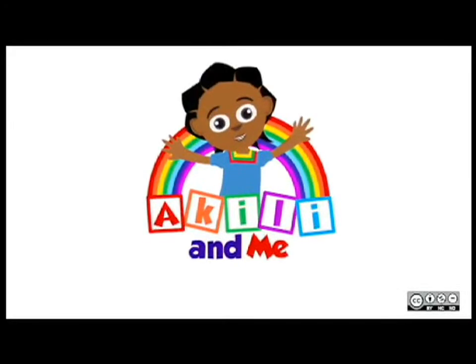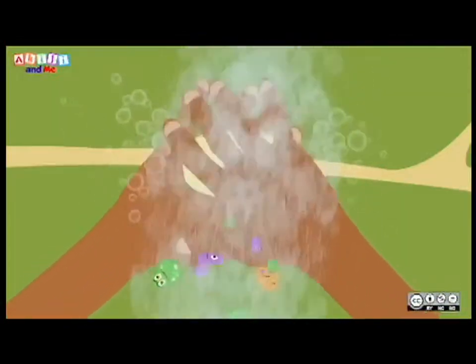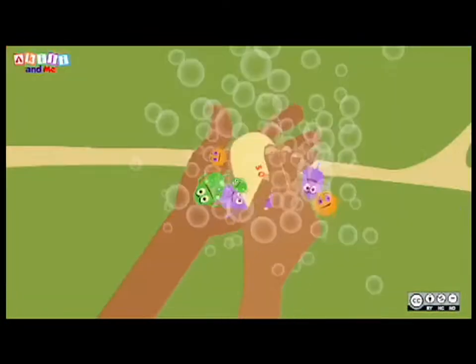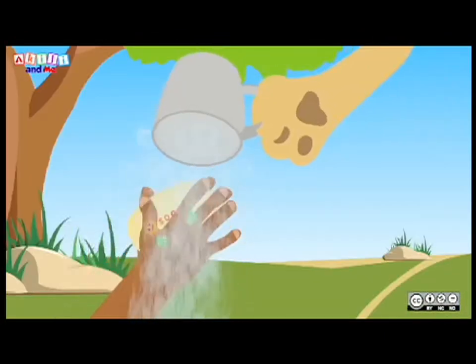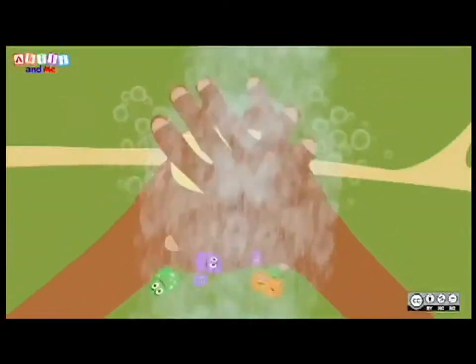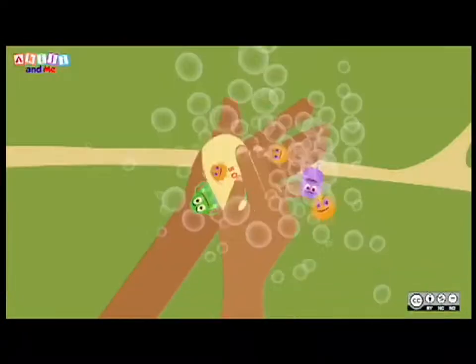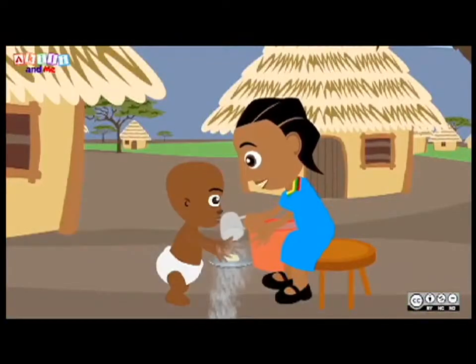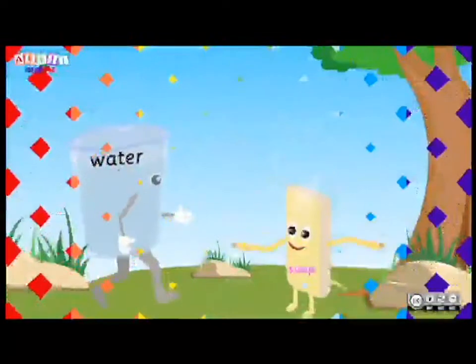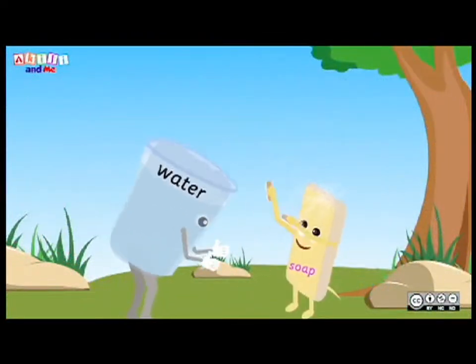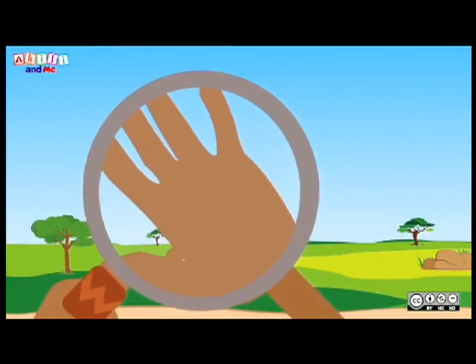We love to wash our hands, and this is how we do it. Wash, wash with clean water. Scrub, scrub, scrub with soap. Rinse, rinse with clean water, and then the germs will go. We love to wash our hands, and this is how we do it. Wash, wash with clean water. Scrub, scrub, scrub with soap. Rinse, rinse with clean water, and then the germs will go. Yay! Well done, soap and water. You got rid of all the germs on Achilles' hands.